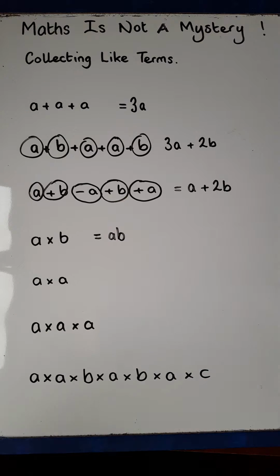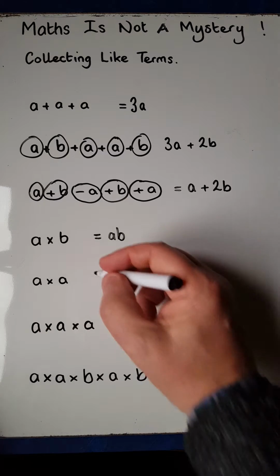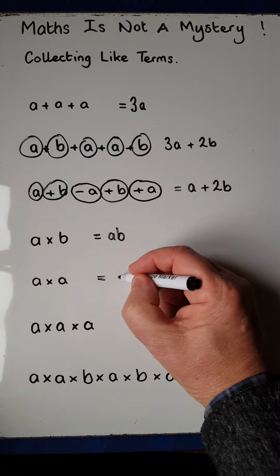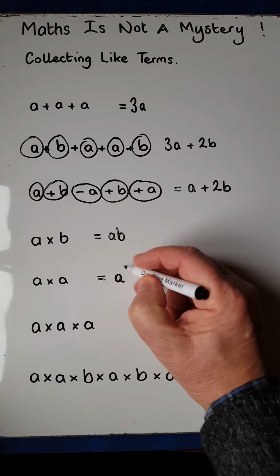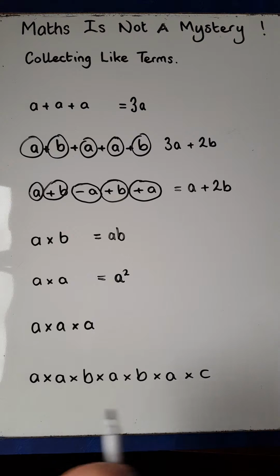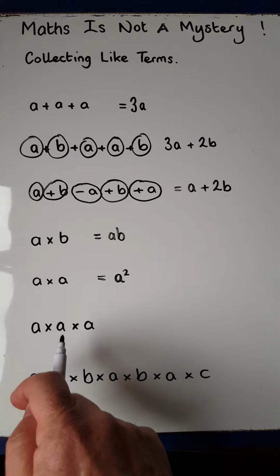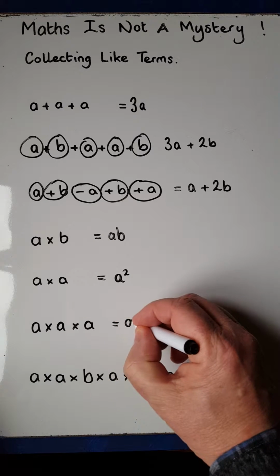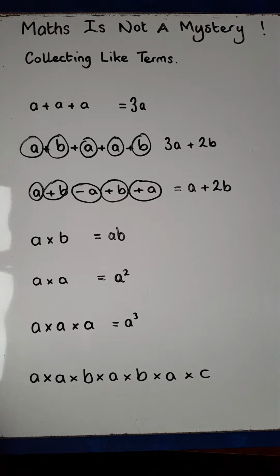If it's A times A, we don't bother writing AA. We could do, but it's not fully completed. A times A, just like 5 times 5 is 5 squared, A times A is A squared. And, of course, following on from that, A times A times A, because it's a times sign in between them, it's A cubed.